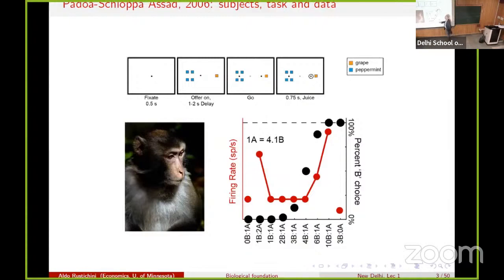So for instance, you can summarize this trial with the numbers 4 and 1, because the monkey was offered 4 of peppermint and 1 unit of grape. So it would be 4 of B and 1 of A in this notation. So you see this 4 and 1? That's that. Then 2 and 1 means you have 2 blue squares and 1 yellow square. And we have all these possible combinations. Okay, there's a question coming for you. These are all the possible menus that we offer.